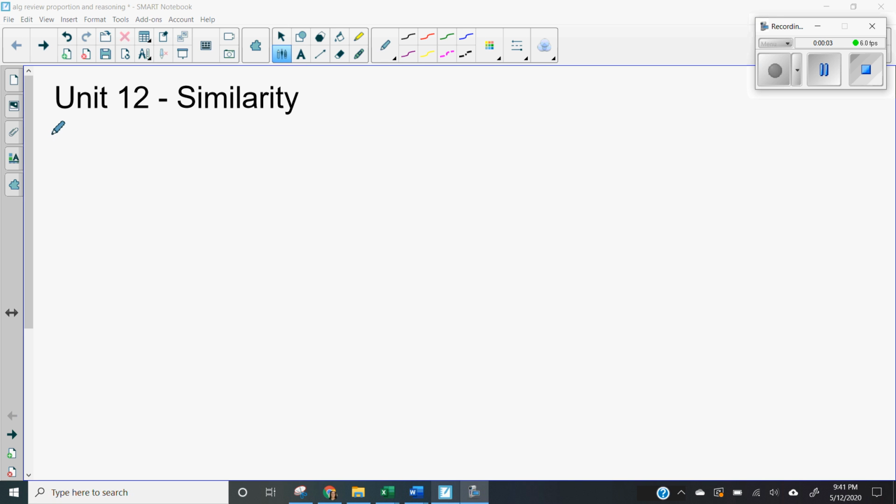Everybody, welcome to the last unit of the year. Unit 12 is on similarity. I know this topic has come up briefly. I know when we talk about congruent triangles, usually this comes up as a point of discussion as well. But for today, we're actually going to take a little pause and do an algebra review on proportional reasoning.